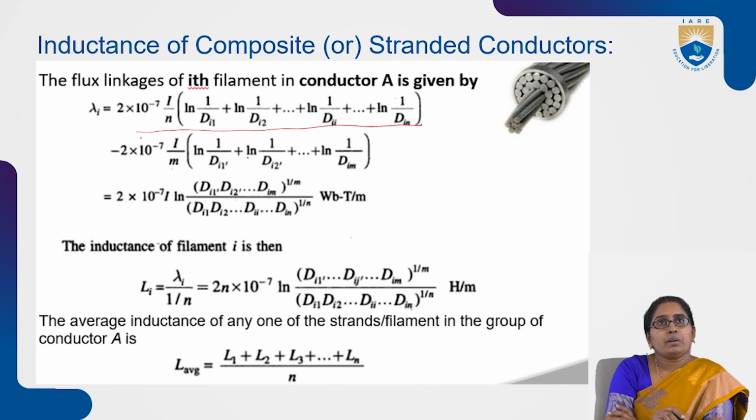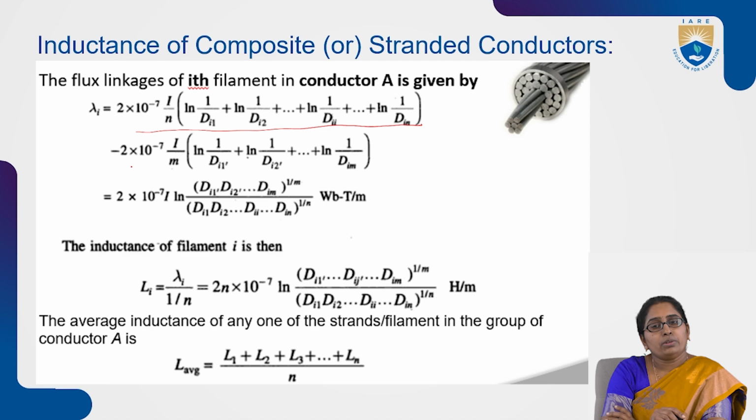So 2 into 10 power minus 7, each conductor in conductor A, each filament here carries a current of I by n. So that's why it is taken common. Now, first due to the first conductor 1 in conductor A, that is log of 1 by d I1, right? Next, due to conductor 2, it is log of 1 by d I2, and so on, log of 1 by d I1 plus, and so on. The last element is n, right? So log of 1 by d In. So this is with respect to filaments of conductor A.